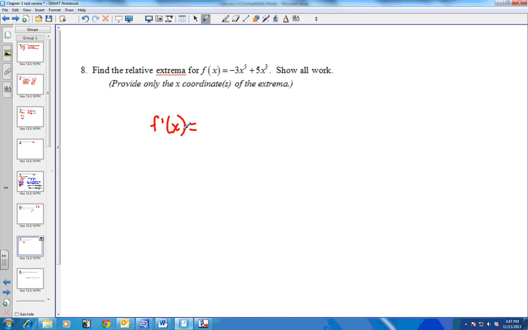Okay, so our derivative is negative 15x to the 4th plus 15x squared. I'm going to set that equal to 0. I'm going to factor out a 15x squared. I would have negative x squared plus 1 left. Set each factor equal to 0 and solve.